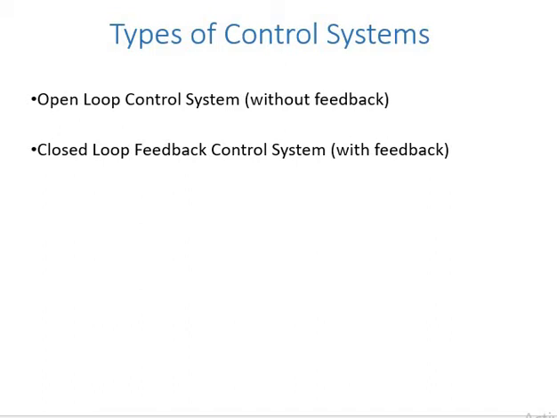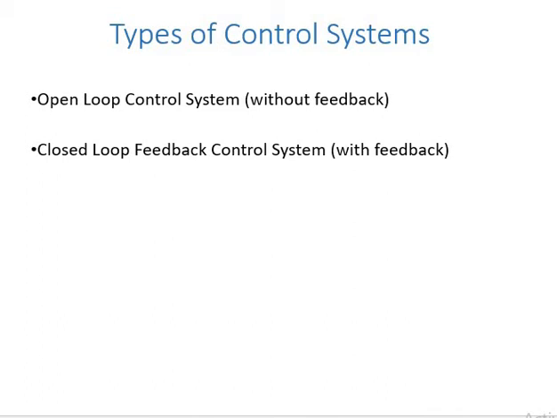In control systems we have some important terminologies. The first ones are control variable and manipulated variable, plants, processes, systems, disturbances, and feedback control systems. These are the terminologies when we use control systems. Here control systems are of two types. One is open loop control systems, meaning there is no feedback.